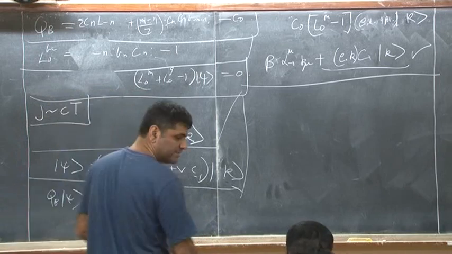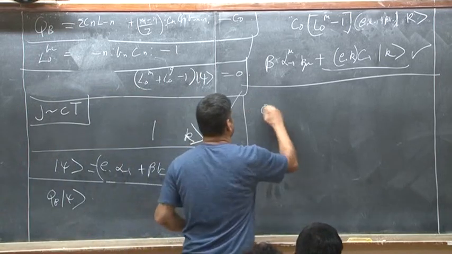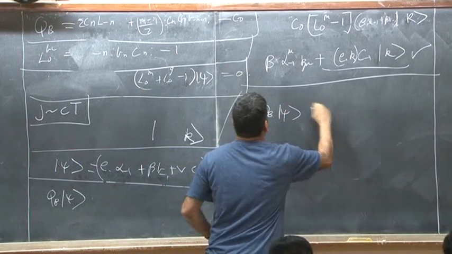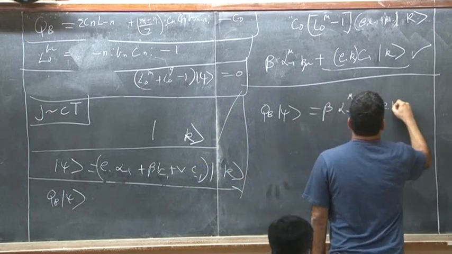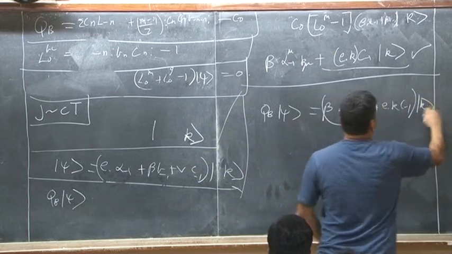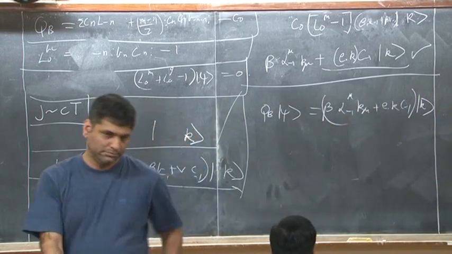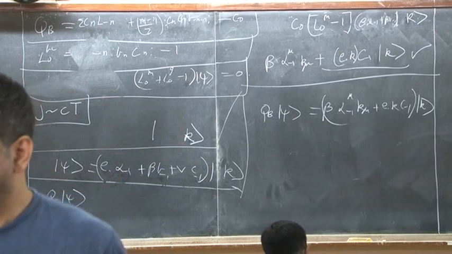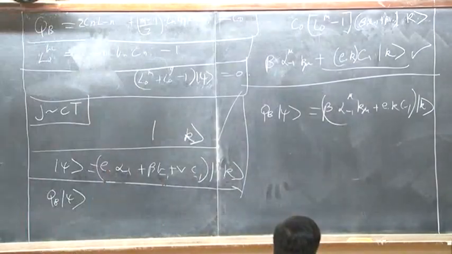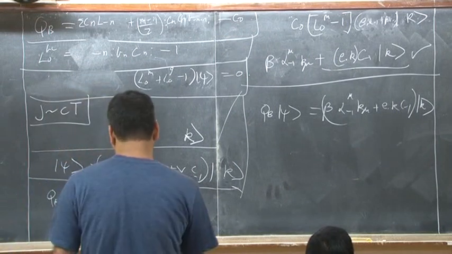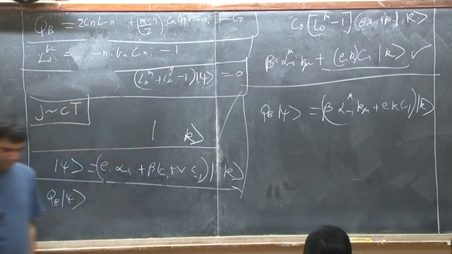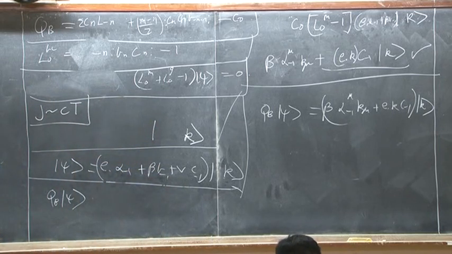Is this clear? Okay, so our net result is that QBRST on psi is equal to beta alpha minus 1 mu k mu plus E dot k C minus 1. Is the result clear? Any questions, anyone?